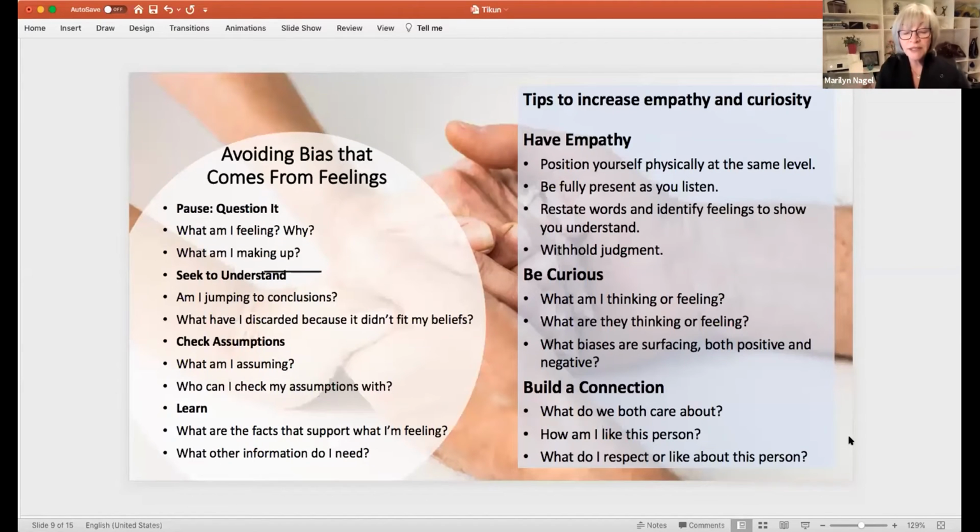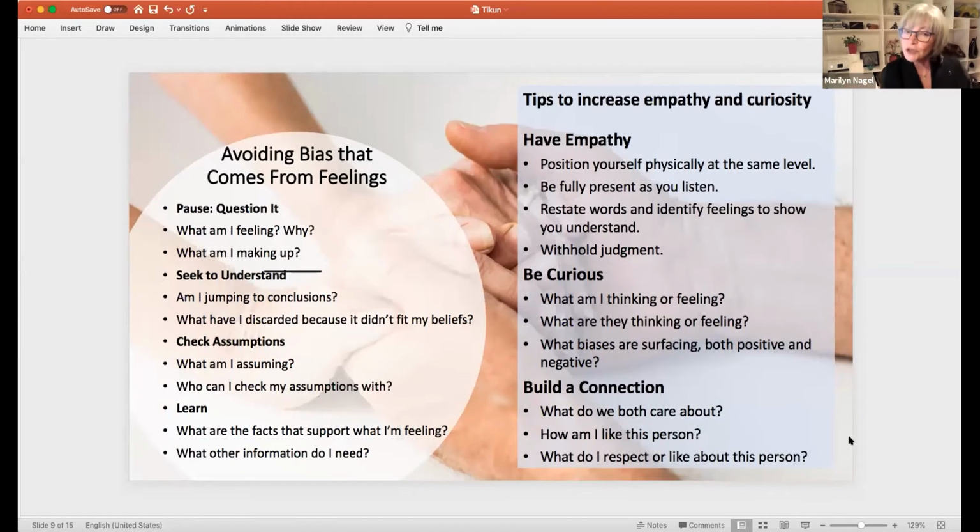The second one is biases that come from feelings, and those also require the same types of steps. Pause to question it, but the questions are different here. What am I feeling and why?